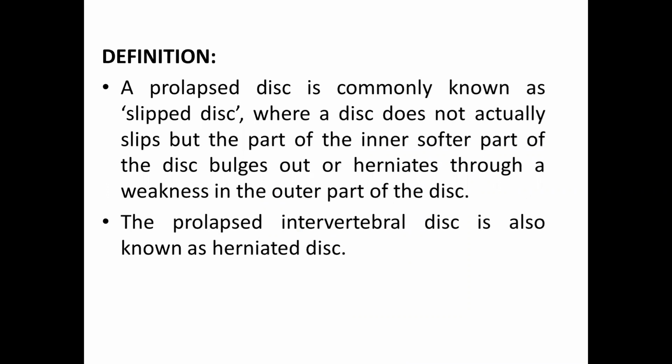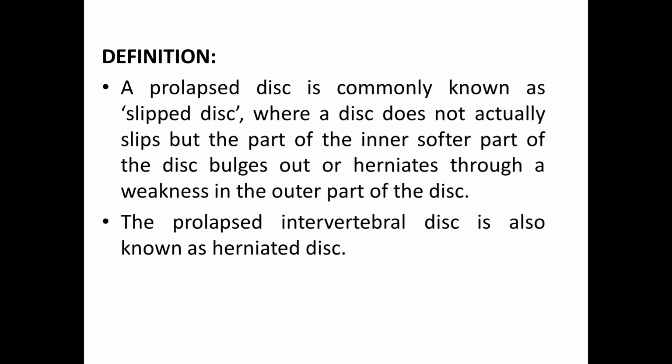So a prolapse disc is commonly known as the slip disc, where actually the disc does not actually slip off, but the inner softer part of the disc bulges out or herniates out through a weakness in the outer part of the disc. So it's called herniation of the inner softer part of the disc. That inner softer part is called nucleus pulposus. We will be coming to it in the later slides.